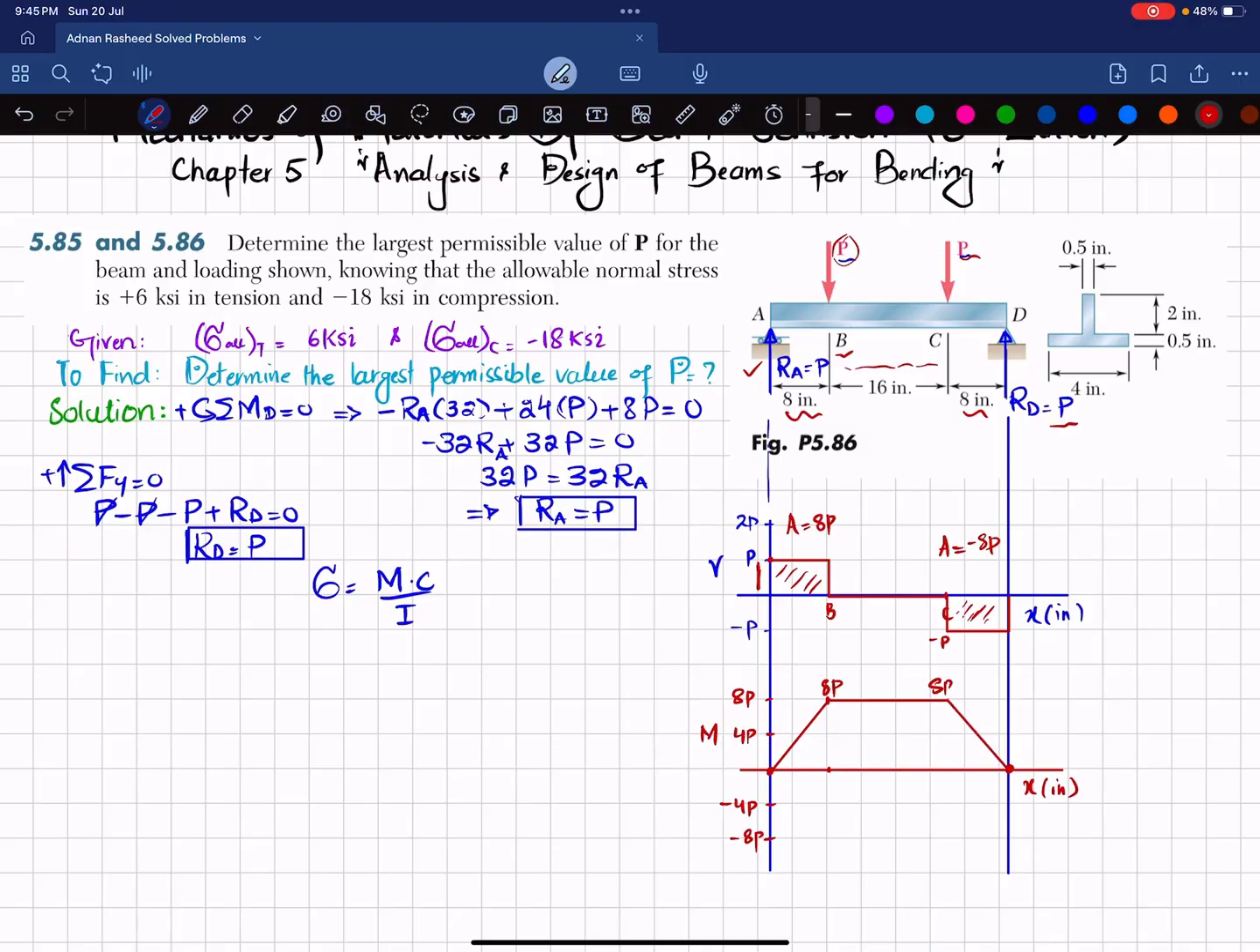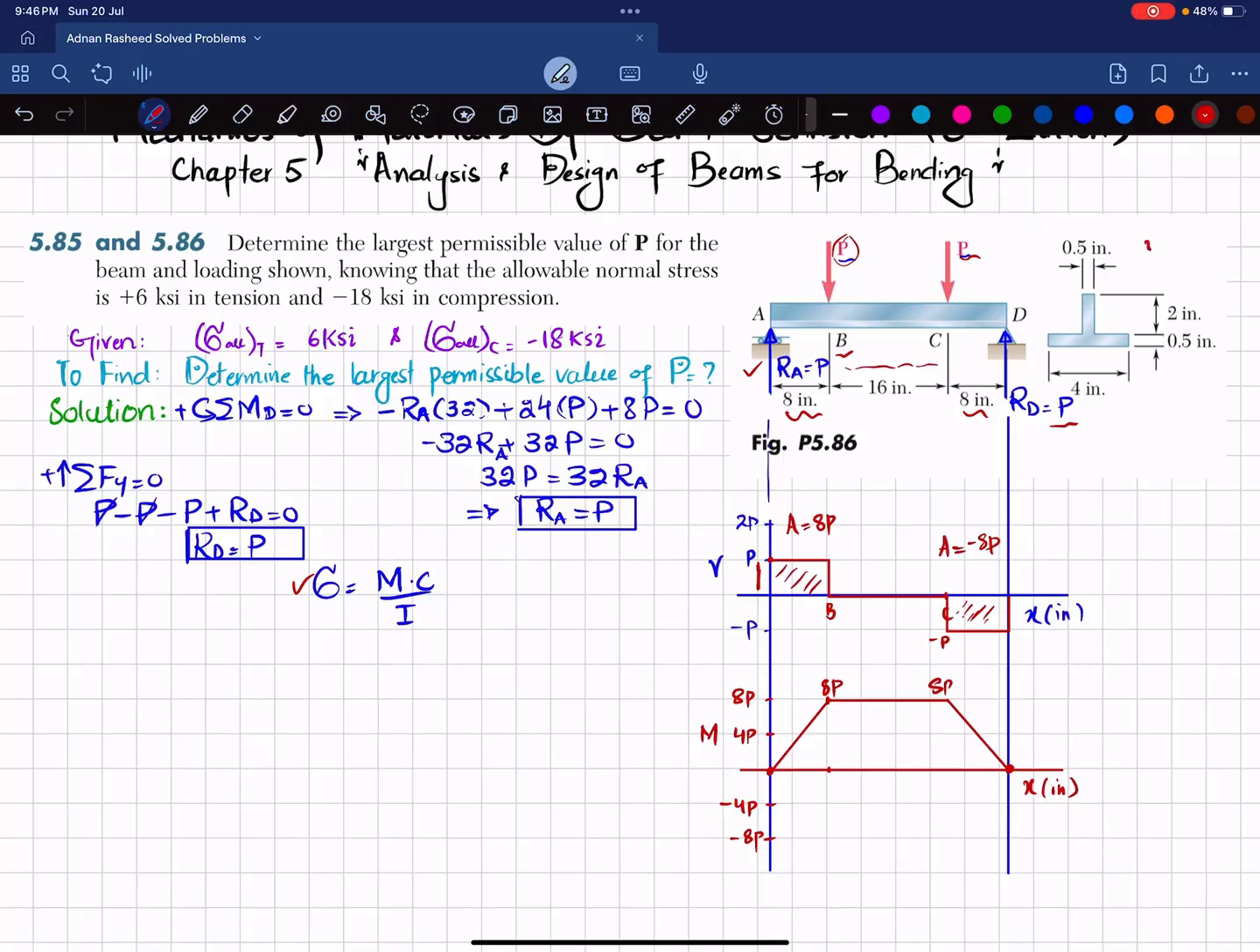Now we know that bending moment at section B and C remains the same, 8P. So what we will do is we have this equation, sigma is equal to M into C divided by I, where M is the moment. Now what will be the value of I?